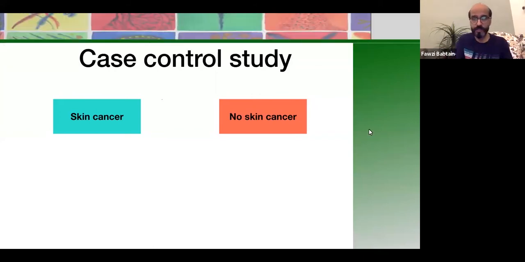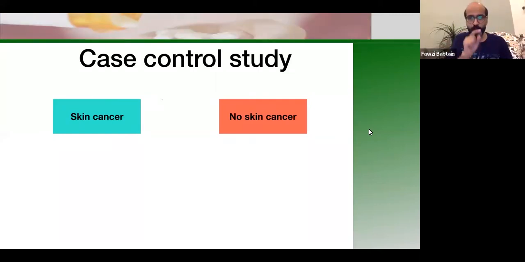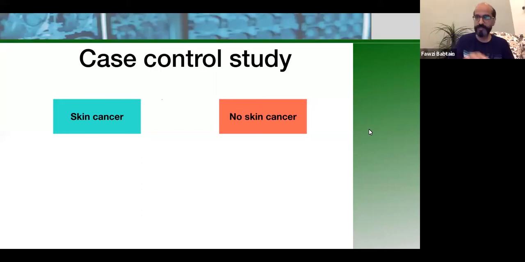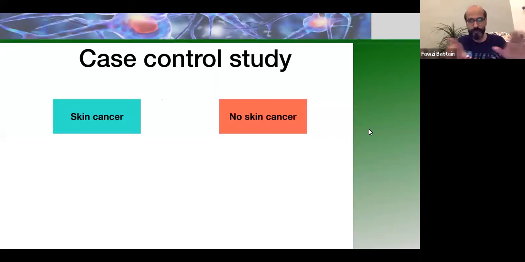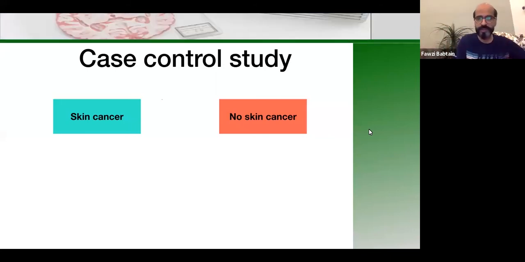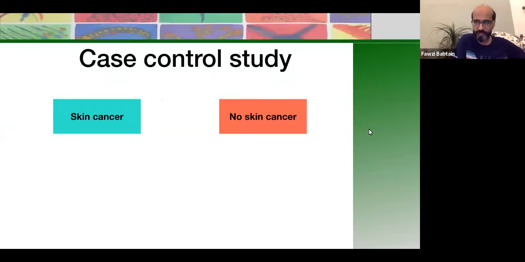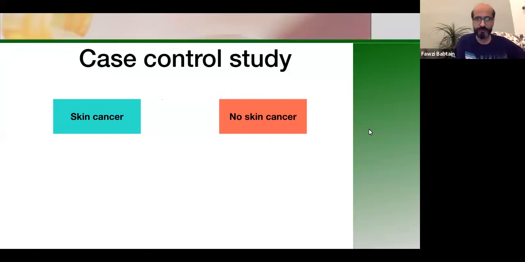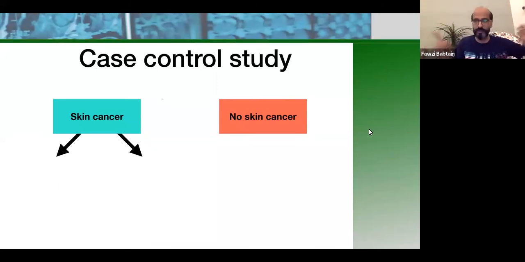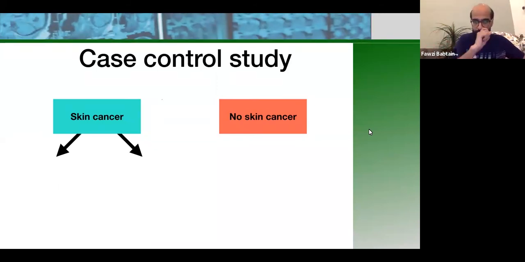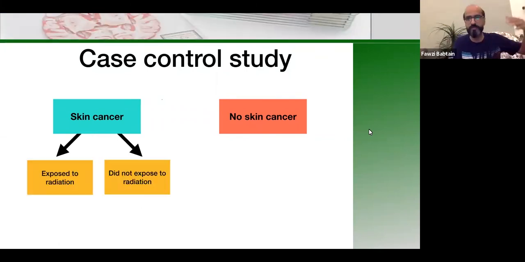So now in case control I start with two groups. I start with those who had skin cancer, and I also have a group who had no skin cancer. Instead of looking for them, here I start with the outcome right away. Then I ask them about the last 6 months or the last 1 year: have you been exposed to radiation? And the answer will be either yes or no. So now I start with my outcome from the beginning. In a cross-sectional study I look for the exposure and the outcome together, but here in case control I start with the outcome and I ask back in the past. So this is a type of retrospective study.